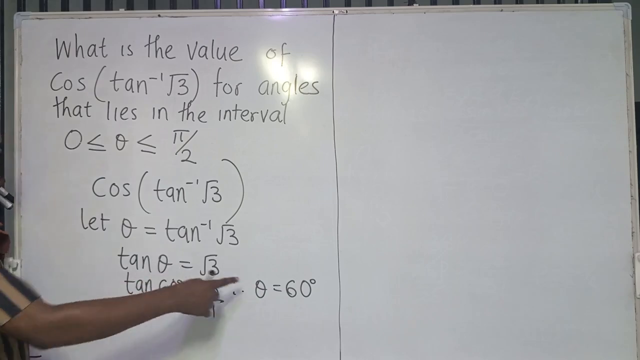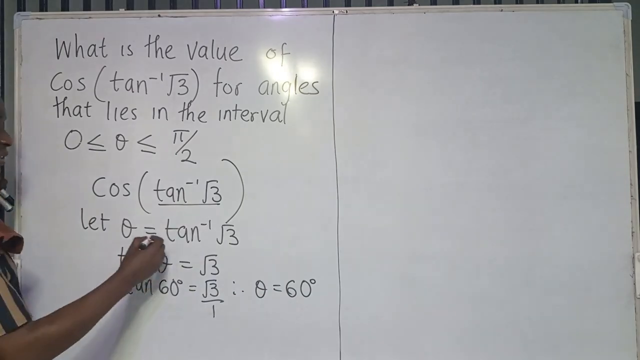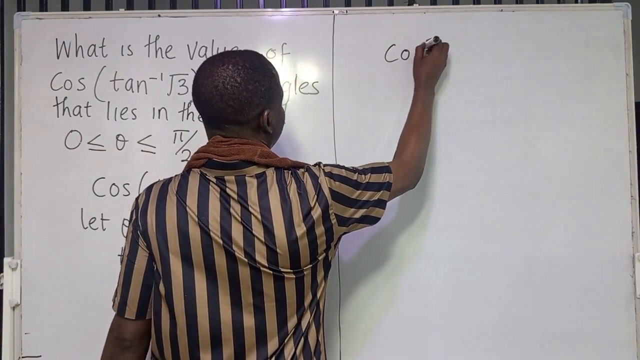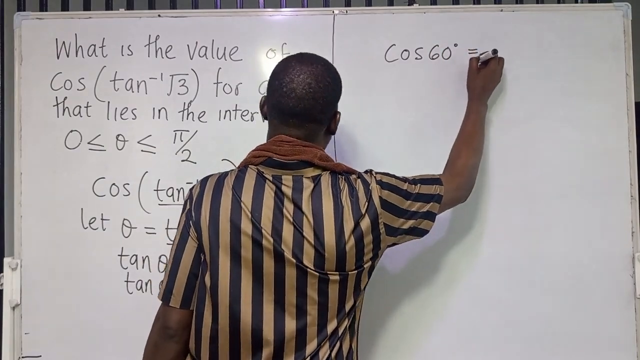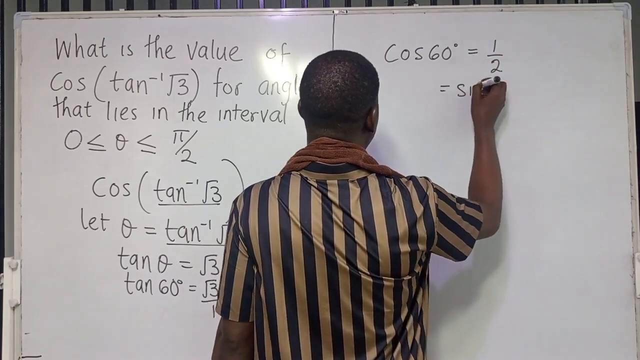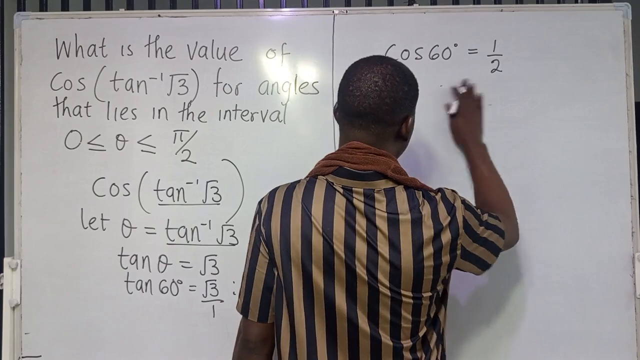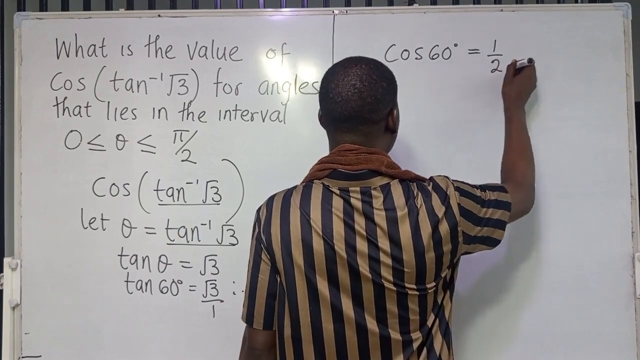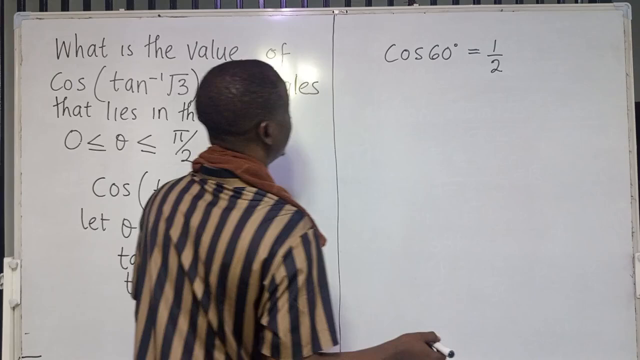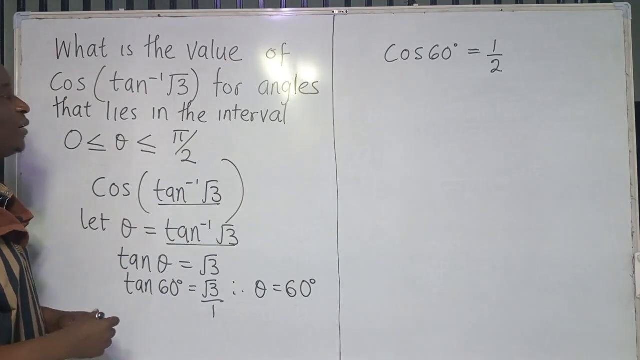Now you put this 60 degrees here to replace this one, because I said let everything here be equal to theta. So I have cos 60 degrees, which is equal to 1 over 2, which is 0.5. So cos 60 is 1 over 2, and the answer to this question is 1 over 2.